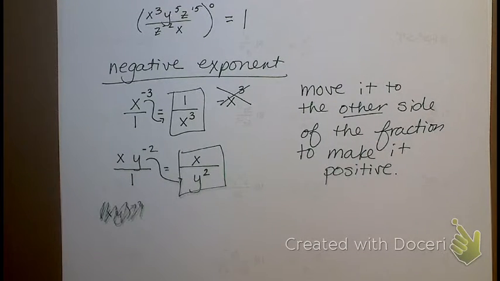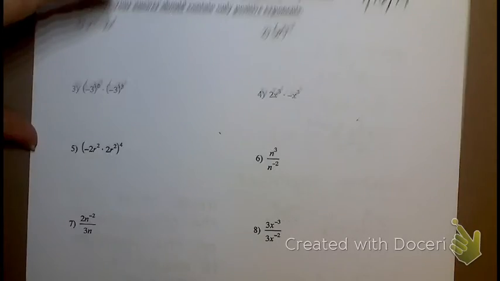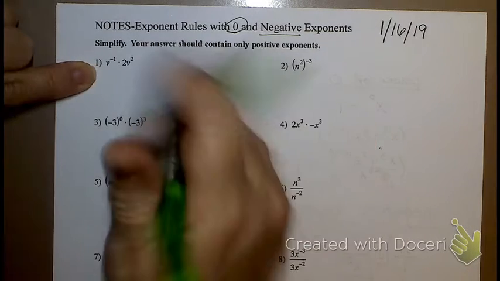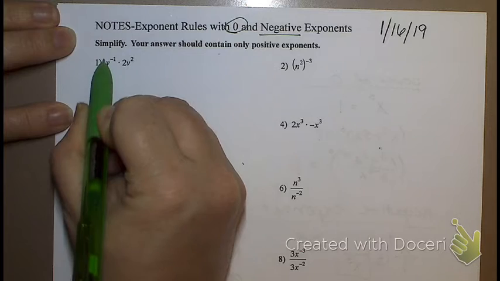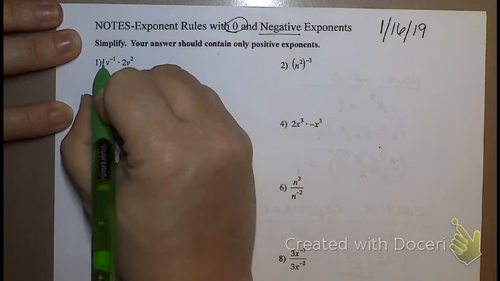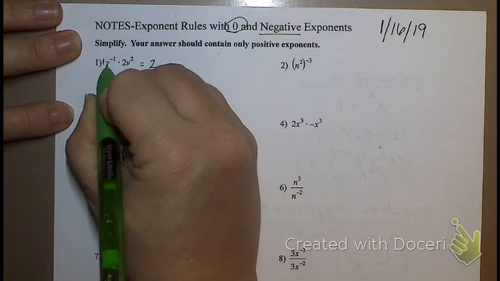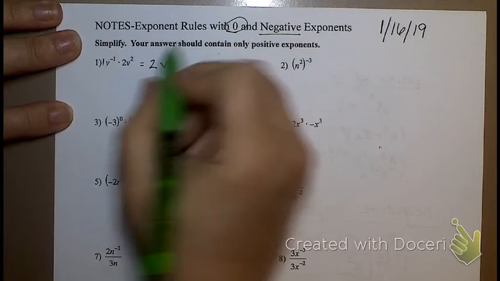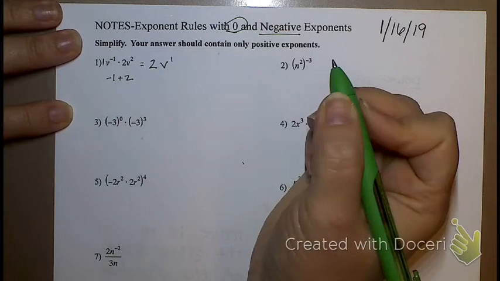So let's go ahead and turn our paper back over and start working through some of these examples. So this was the first exponent rule we talked about. I have nothing here. Our coefficient we would assume is 1. And 1 times 2 is 2. And what would I do with these exponents? Add them. What is negative 1 plus 2? 1. How do I write 2v to the 1?